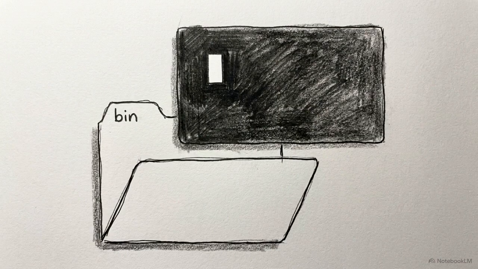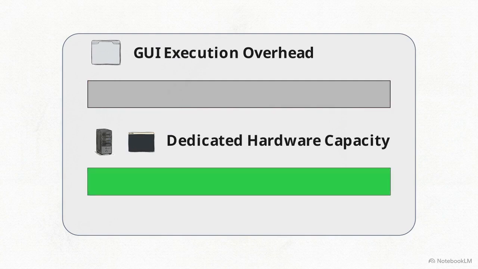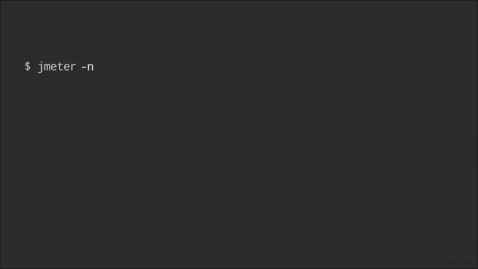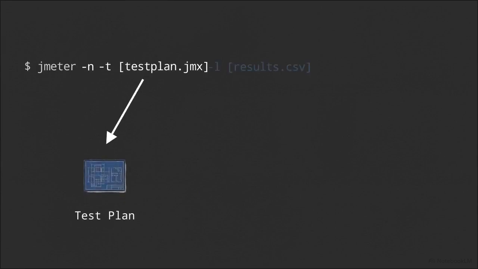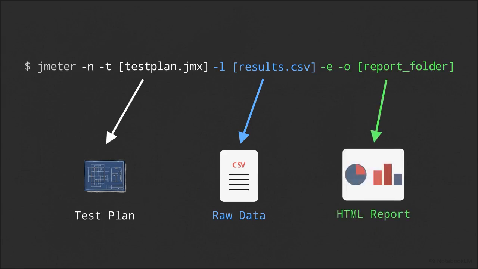Open a fresh command prompt window directly inside your JMeter bin folder. Without the GUI consuming your memory, your hardware is now fully dedicated to simulating heavy traffic. We will use this exact syntax to run the test and generate the HTML report simultaneously. First, -n initiates non-GUI mode, and -t points the system to your saved test plan file. Next, -l tells the system to log the raw data into a CSV file. Finally, -e and -o command it to export that data into a visual HTML report.